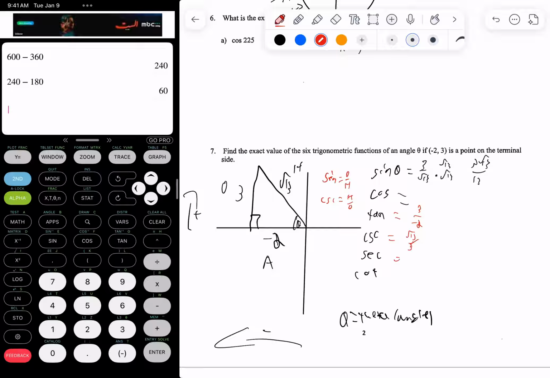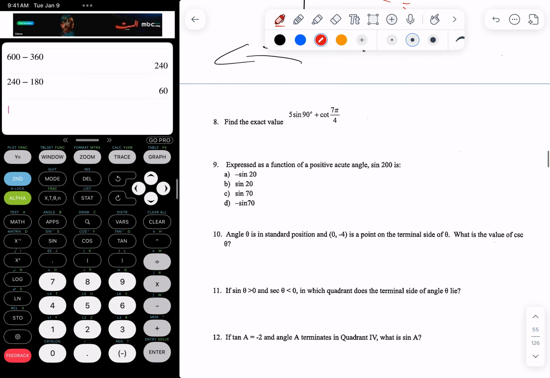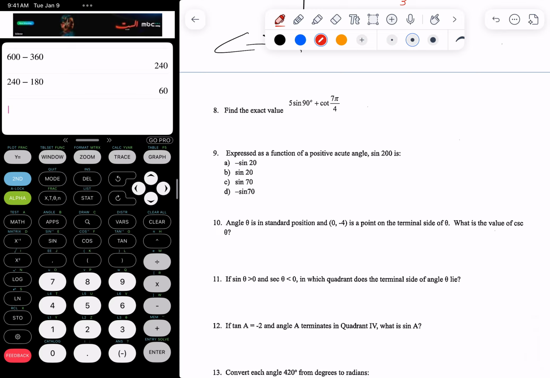Secant, since it is hypotenuse over adjacent, is rad 13 over negative 2, and there you go. And then cotangent, since it is adjacent over opposite, will be negative 2 over 3. And those are all your 6 trigonometric functions for that point.